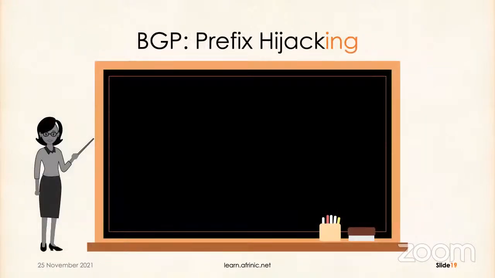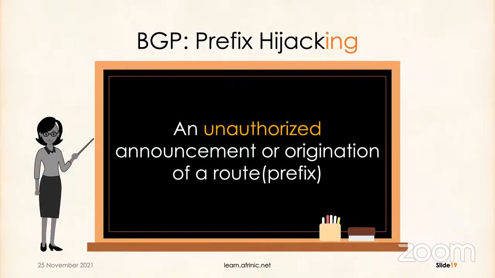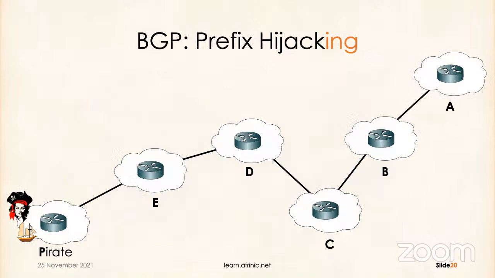So what is BGP prefix hijacking? Basically, like it says here, an unauthorized announcement or origination of a route prefix. That's all words. Let's see how that works. So we have this network topology. You have the ASes A to E and a pirate AS. Now the ASes of interest are pirate, D and A.